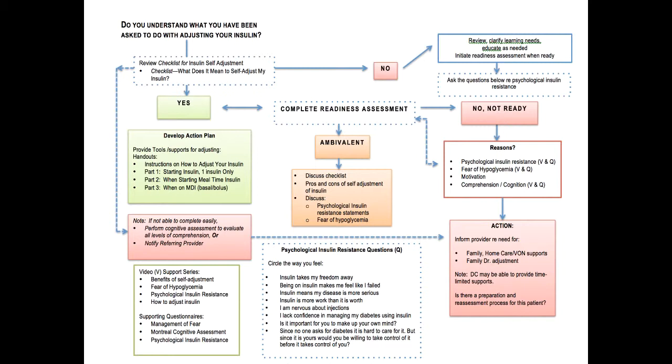Hope that you find this helpful, and there will be supporting videos and questions to come along with the psychological insulin resistance, fear of hypoglycemia, comprehension, and cognition.